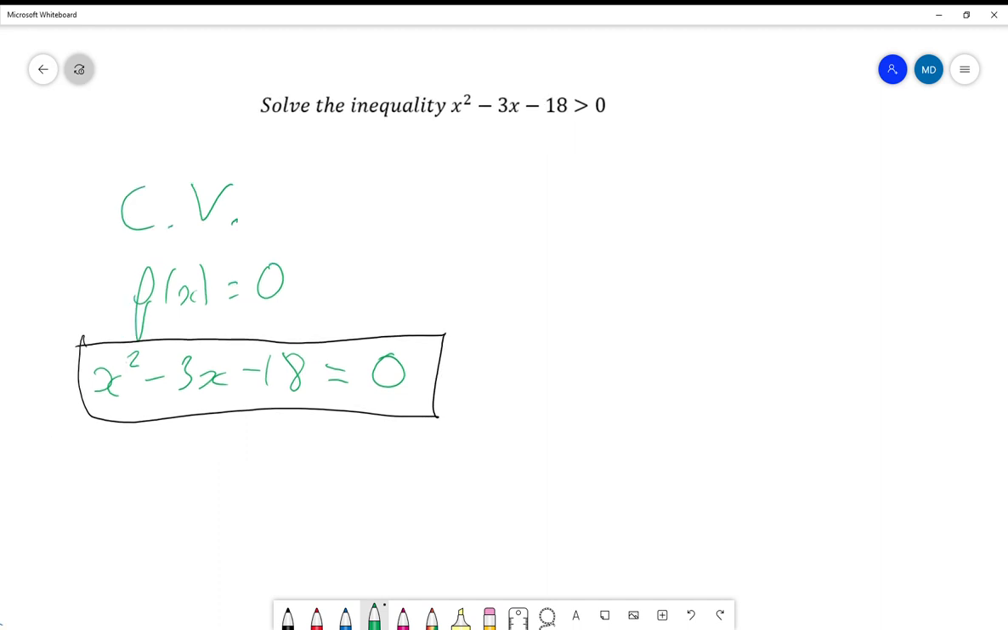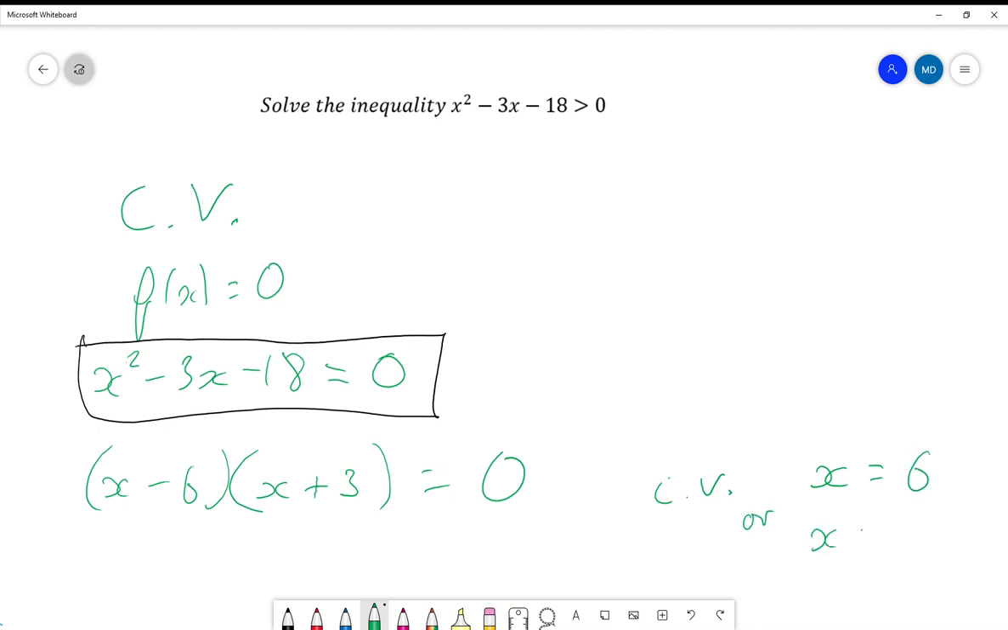Okay, so how do we do that? Let's factorize. We get two numbers that multiply to negative 18 but add to negative 3. We get x minus 6, x plus 3 equals 0. And it tells us our critical values, because we're solving this equal to 0, are x equals 6 or x equals negative 3. And that comes from here. This gives us a negative 3. This one gives us the 6.